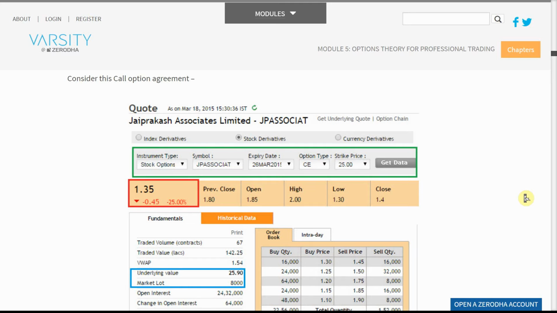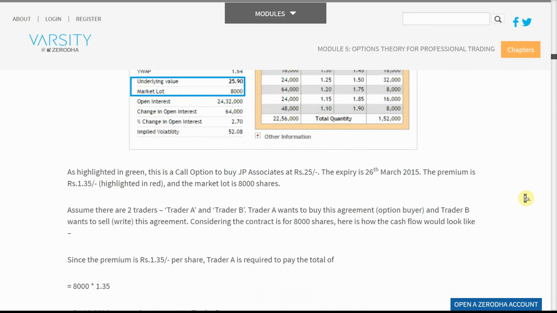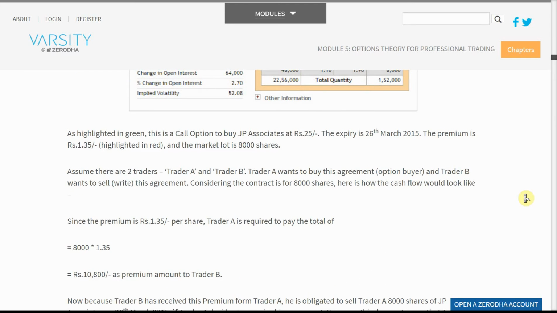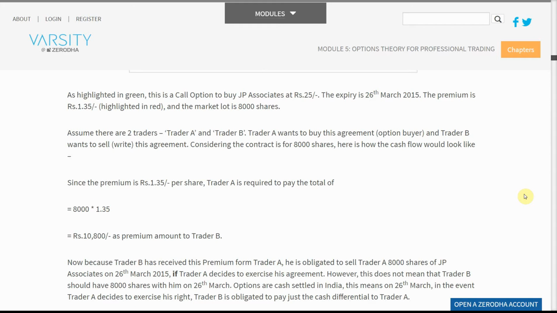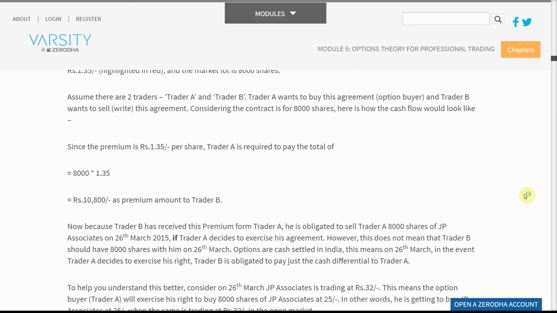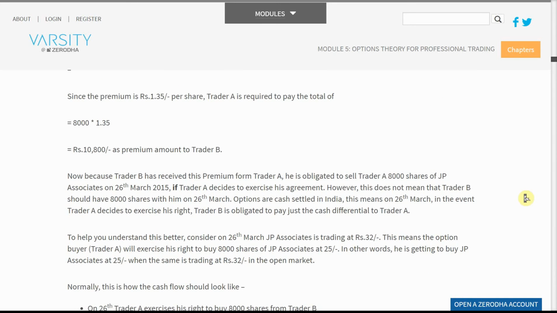Assume there are 2 traders, Trader A and Trader B. Trader A wants to buy this agreement, option buyer, and Trader B wants to sell, write, this agreement. Considering the contract is for 8,000 shares, here is how the cash flow would look. Since the premium is 1 rupee and 35 paise per share, Trader A is required to pay a total of 8,000 * 1.35 = 10,800 rupees as premium amount to Trader B. Now, because Trader B has received this premium from Trader A, he is obligated to sell Trader A 8,000 shares of JP Associates on the 26th of March 2015.